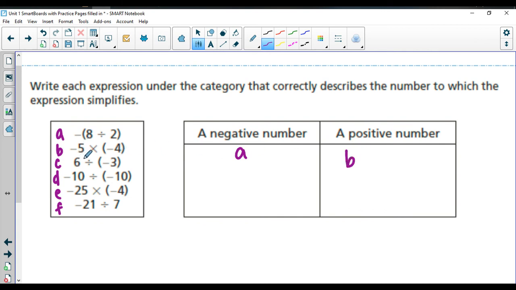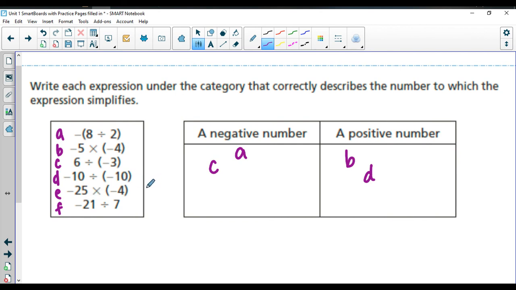Letter C here, I'm going to have you take a look at. You have 6 divided by negative 3. Is C going to be a negative or a positive? C is in fact a negative because you have 2 different signs. D, you have negative 10 divided by negative 10. Signs are the same. That's going to give you a positive.